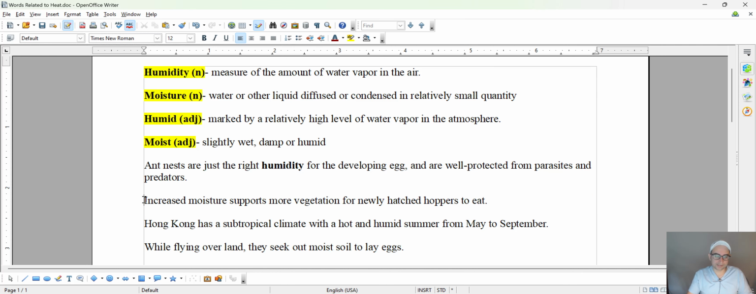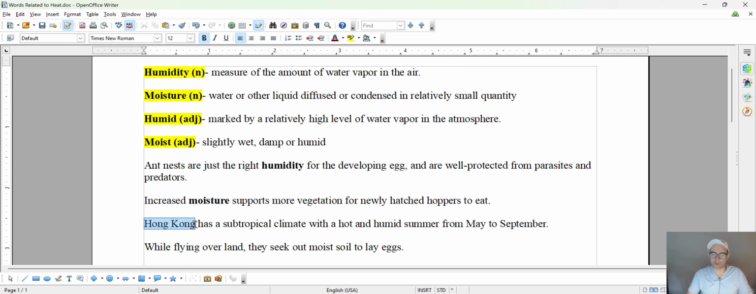Now here in this sentence, increased moisture, basically increased wetness, right? Supports more vegetation for newly hatched hoppers to eat. So if you guys don't know what hoppers are, this is referring to grasshoppers. They're a kind of insect, all right? So grasshoppers, even locusts and similar insects, they love vegetation. So they love to eat your plants, vegetables, weeds, grass, so on and so forth, all right? And whenever there's an increased level in that wetness, they're going to be more active here.